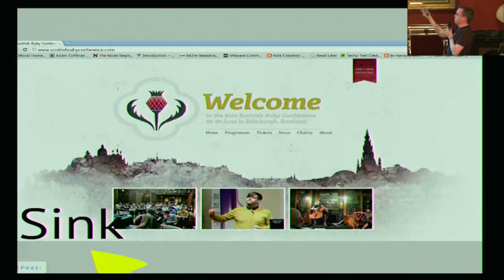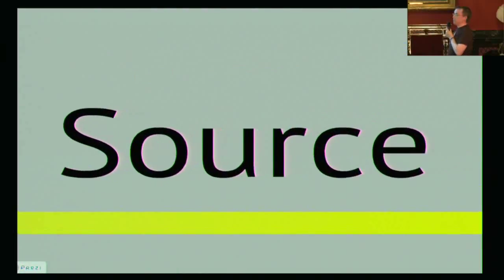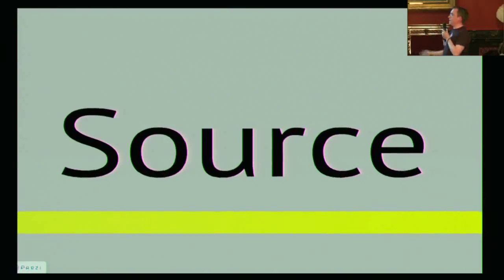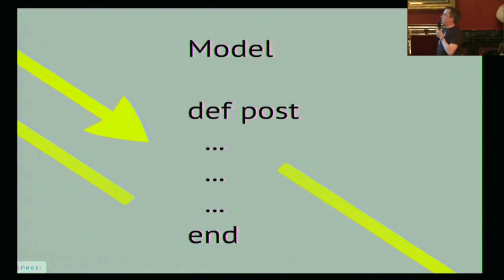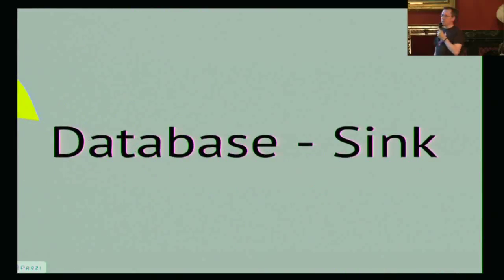We've got a browser. The browser is our source. So our user goes to the page, and he types something into a field, and he hits enter. Okay? He's now put in data, and it hits our controller. Our controller does some things, say it's a post, and it sends it down to the model. Okay, and then maybe we're going to a database. So a database in this case would be a sink.